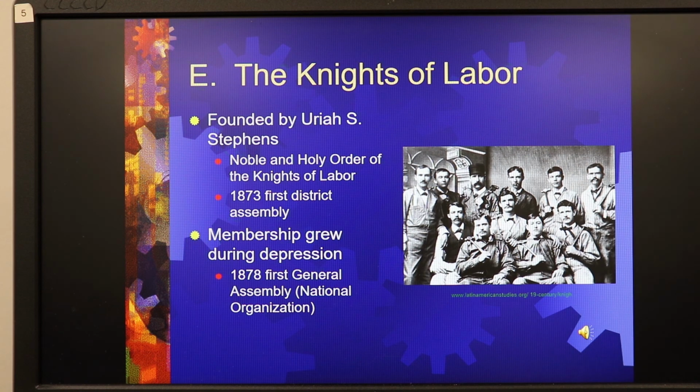Then we get to the Noble and Holy Order of the Knights of Labor, also known as the Knights of Labor. It was founded by Uriah S. Stevens, and in 1873 they had their first district assembly. It had originally started in 1869, when he was a tailor that joined together with 9 other tailors. They had a slow initial growth, but during the Depression of 1873, while other unions were shutting down, the Knights of Labor was growing. And by 1878, they had their first General Assembly, which had delegates from members of other states, making them a national organization.